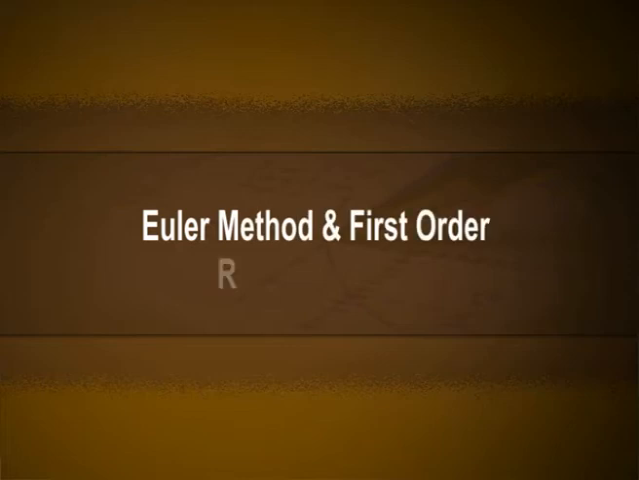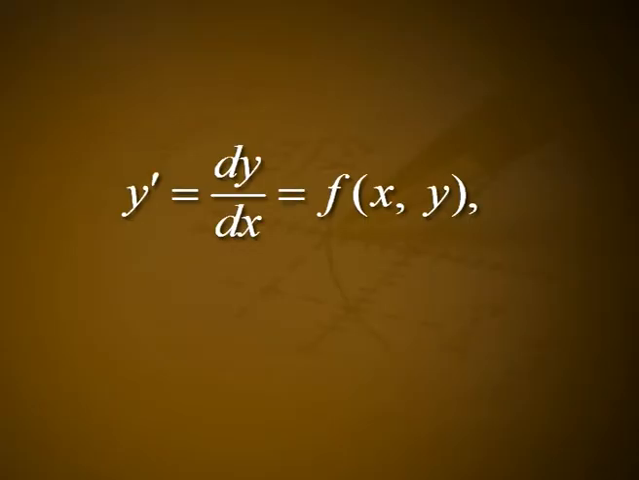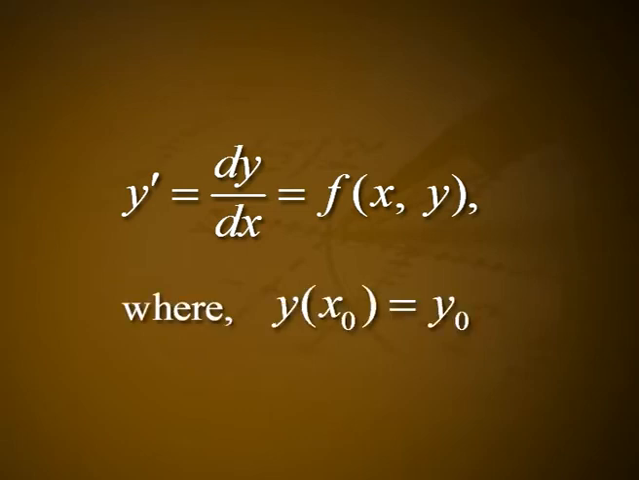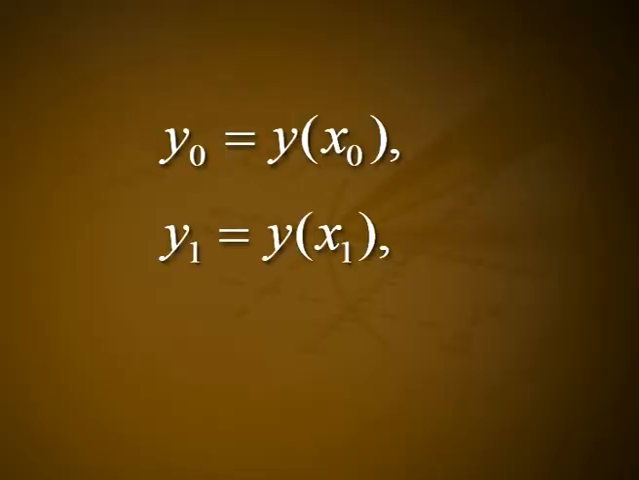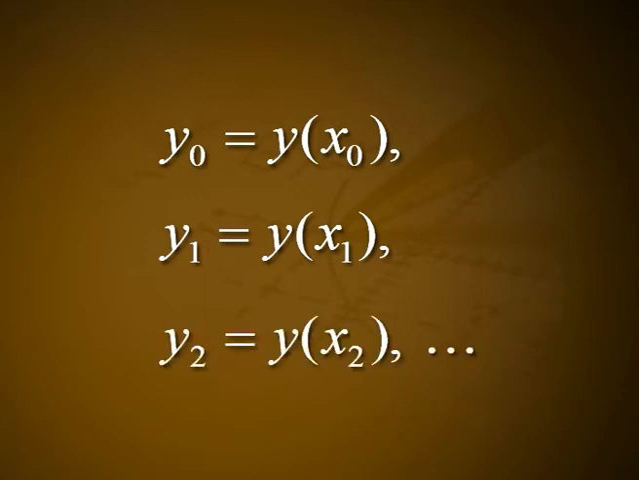We use the fact that a Runge-Kutta method of rth order agrees with the Taylor series solution up to the terms of h raised to r. Euler method and first order RK method. Consider y dash equal to dy by dx that is equal to f of x y, where y of x 0 equal to y 0. Suppose x 0, x 1, x 2 etc. be equally spaced x values with interval h, that is x 1 equal to x 0 plus h, x 2 equal to x 1 plus h etc. Also denote y 0 equal to y at x 0, y 1 equal to y at x 1, y 2 equal to y at x 2 etc.